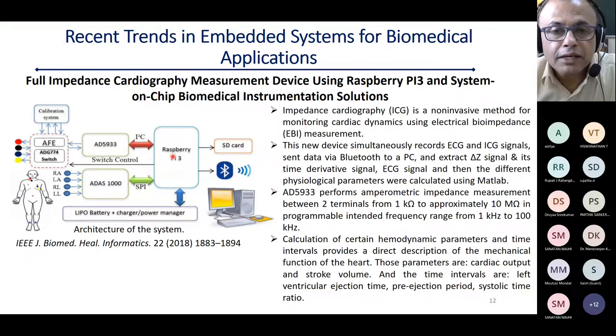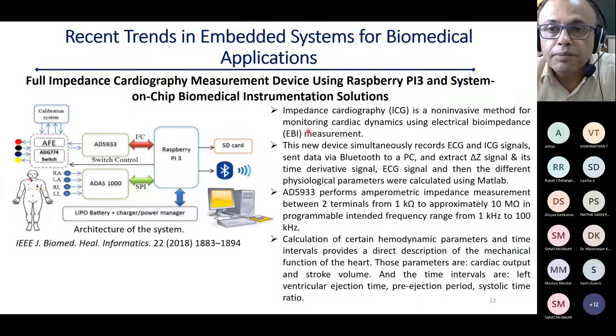Using a Raspberry microcontroller, the data can be transmitted, and a desktop or a laptop can be connected. On the other side, this is connected with two chips mostly. One is the AD5933, which collects the impedance data at particular locations. On the other side, you have the ADAS1000, which is the ECG chip, getting the ECG signal and then processing it. Using these two, you can get a lot of information about the cardiovascular system of a human.